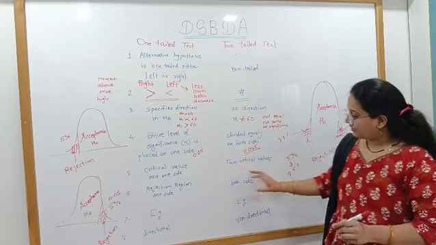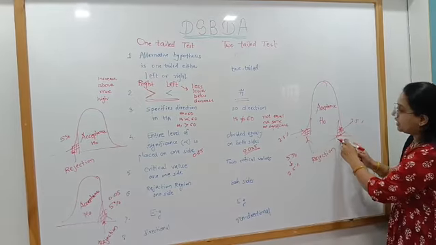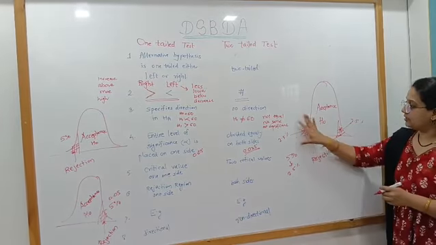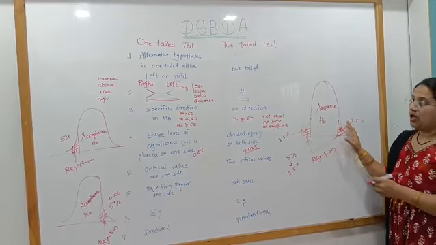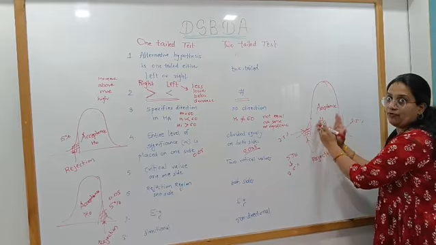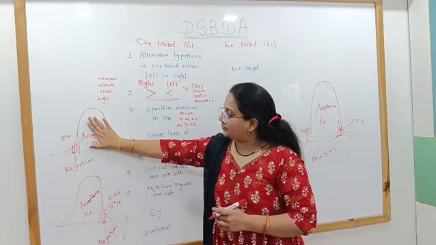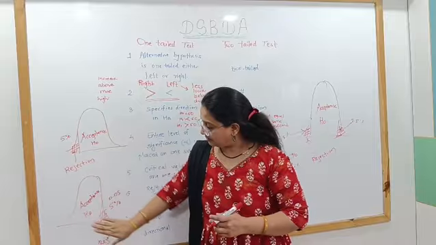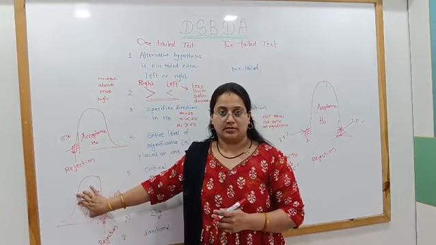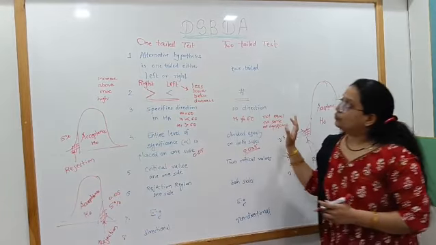So the rejection region is on both sides in the case of a two tail test. This is a rejection region and this is also a rejection region. Our value should be here only for acceptance. In the one tail test, the rejection region is on only one side. Here is the acceptance region, and this is the rejection region. So this is the one tail test and the two tail test.